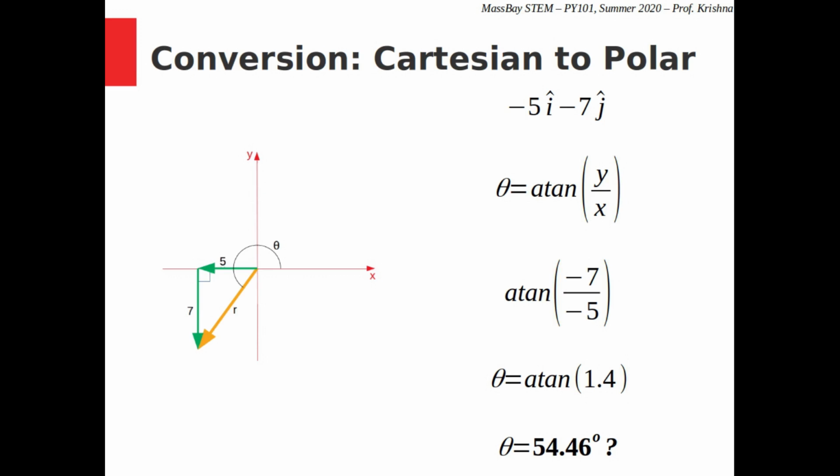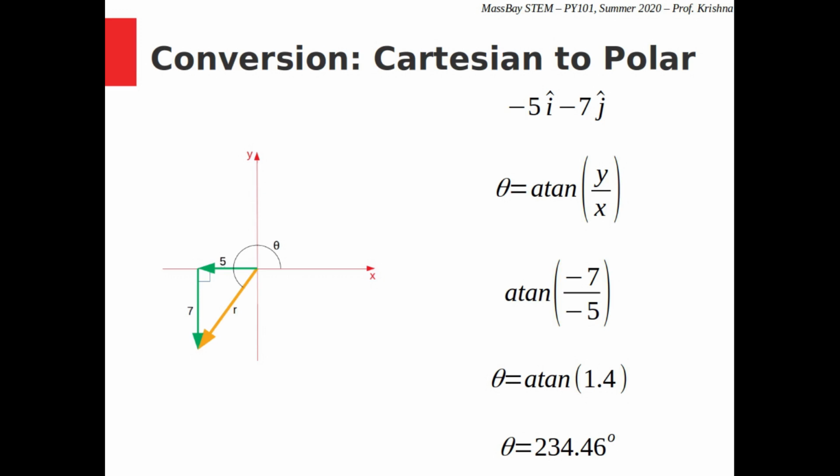But wait, our angle is clearly more than 180 degrees, so why did it tell us 54.46? The reason is, when you use your calculator to calculate the arctangent, the calculator will always give you an angle that lies in either the first or the fourth quadrant. But if you know that your vector lies in the second or third quadrant, you have to add 180 degrees to whatever the calculator tells you to get the right answer.